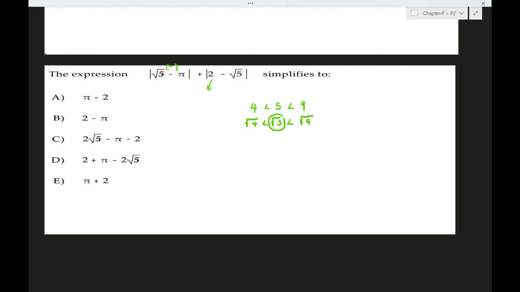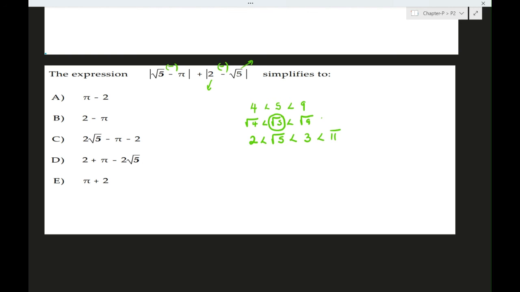Okay, so if you look at this, you see that root 5 is going to be greater than root 4, which is 2. So 2 is less than root 5, and root 5 is less than 3. So what does that mean? It means that when you say 2 minus root 5, this is actually negative. Is that okay? Now we know that both are negative.